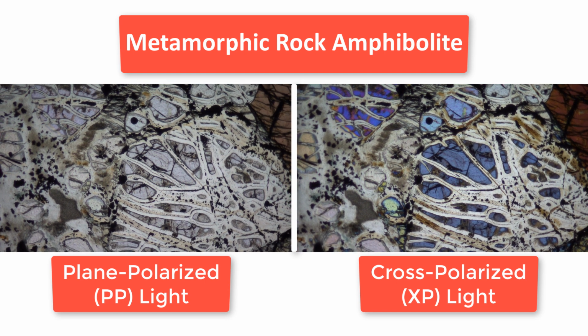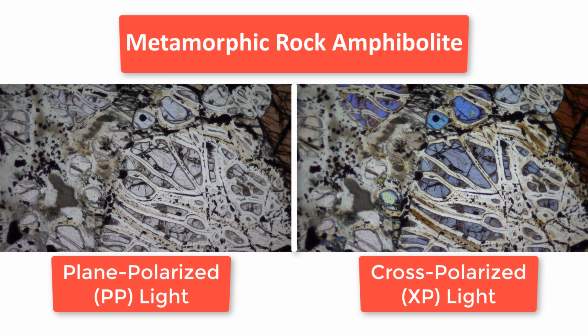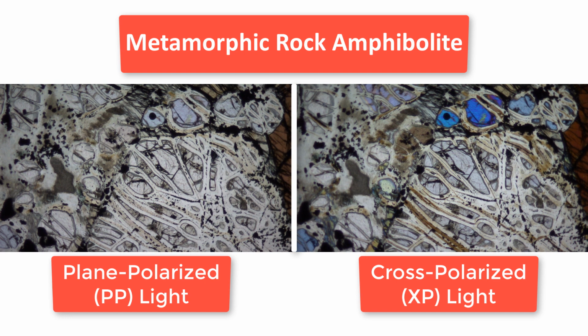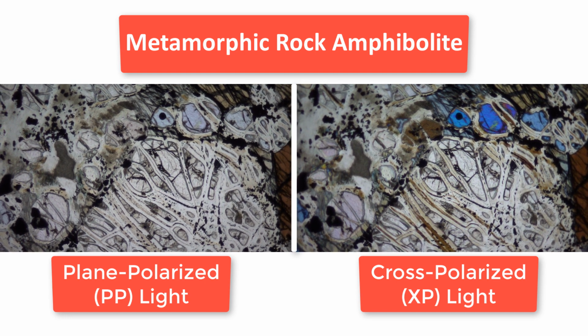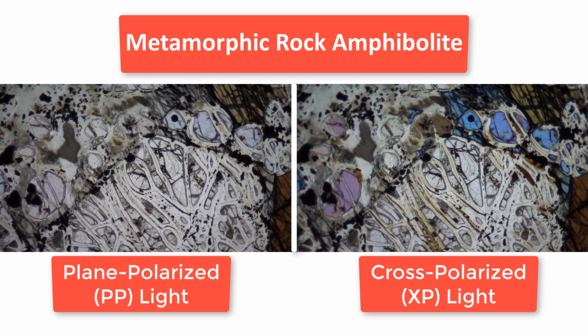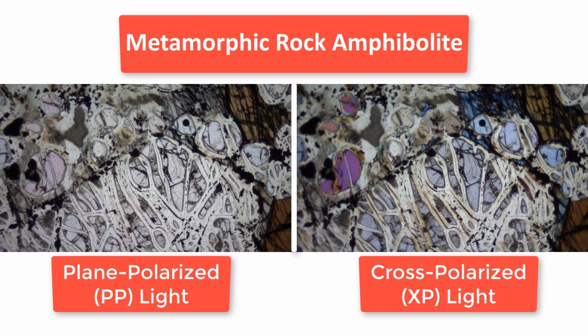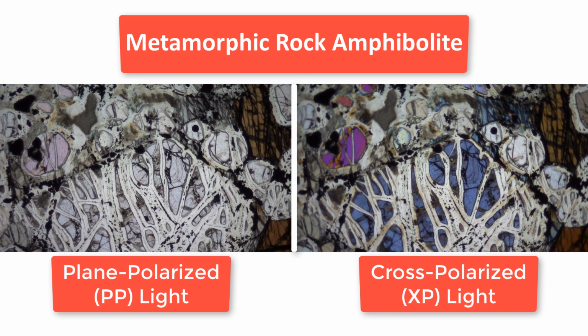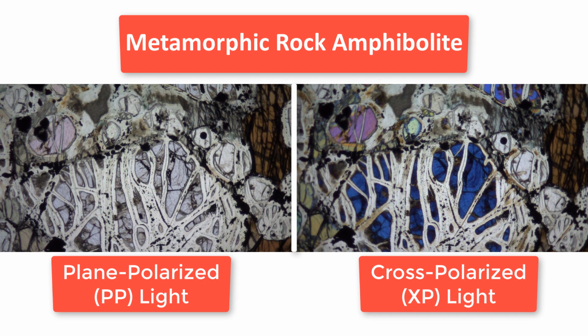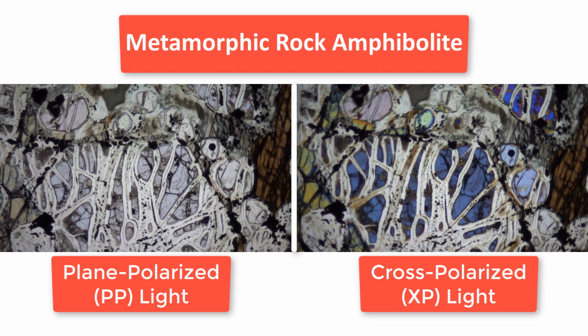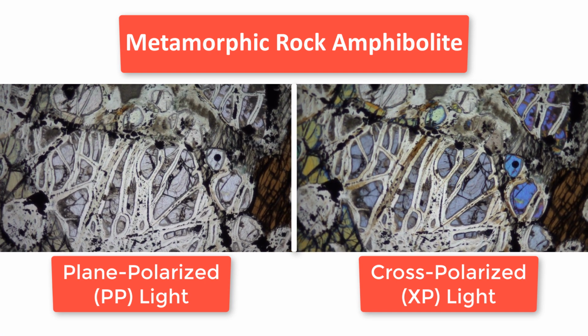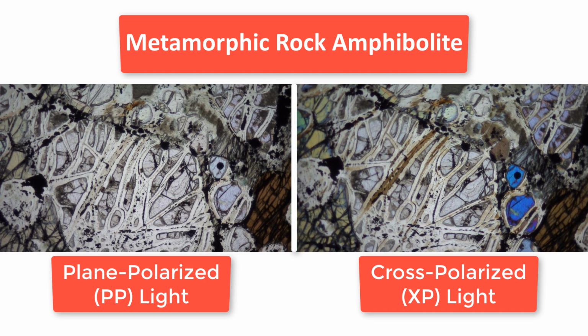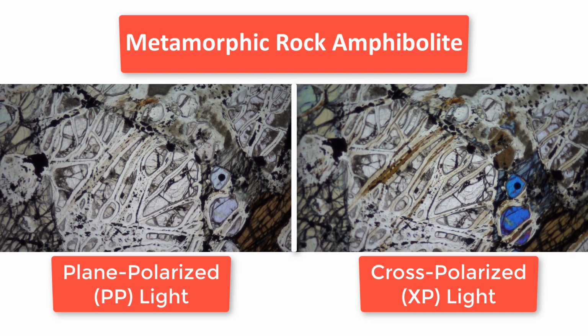Depending on a mineral's refractive index, which is a measure of how much light bends as it passes through a mineral, some minerals appear black under crossed polarized light as we rotate the microscope's stage. These are called isotropic minerals. Examples of isotropic minerals include fluorite, garnet, and halite.